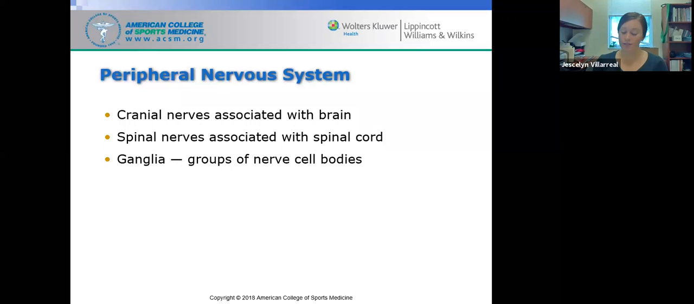The peripheral nervous system is composed of the cranial nerves associated with the brain and spinal nerves associated with the spinal cord, as well as a group of nerve cell bodies called ganglia. The PNS is made of nerve cells and their fibers outside of the brain and spinal cord. Okay. The PNS allows the brain and spinal cord to communicate with the rest of the body.